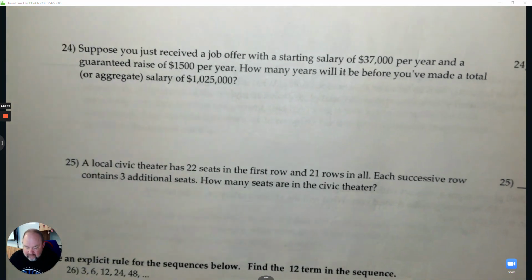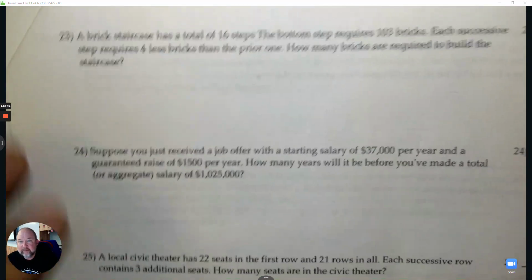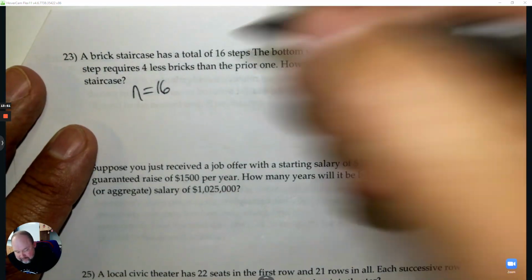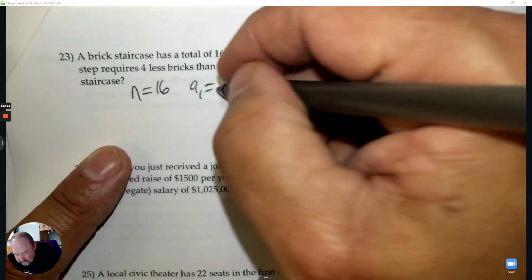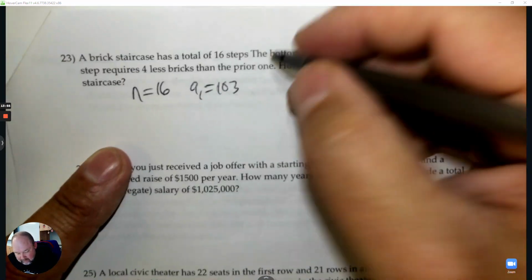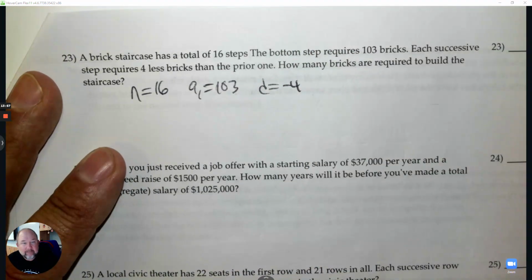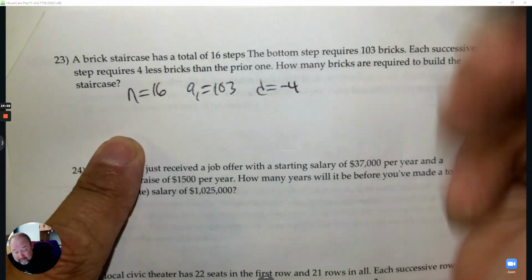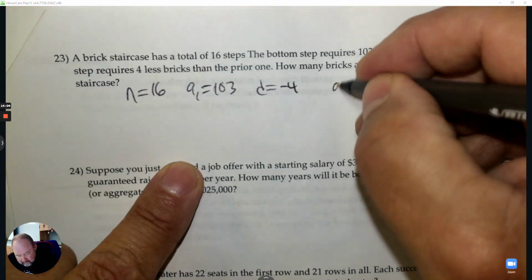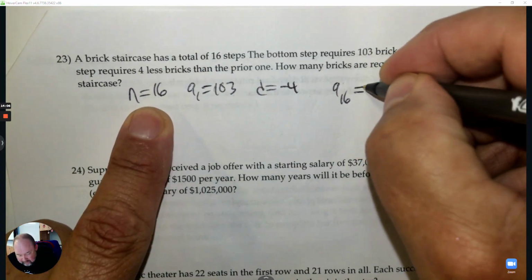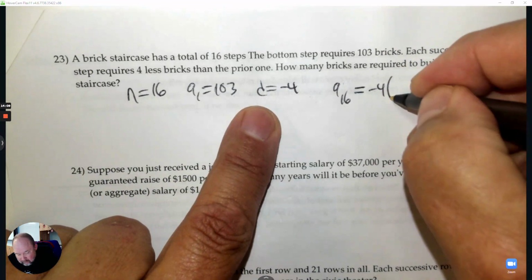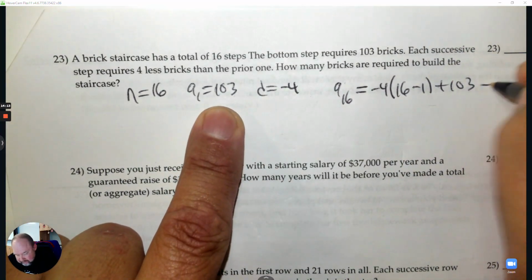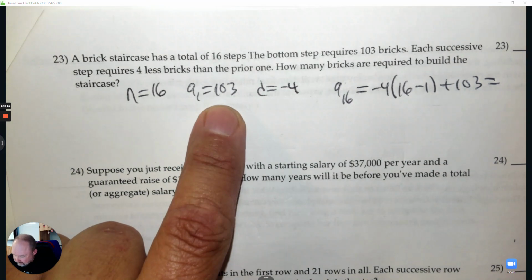A brick staircase has a total of 16 steps. That tells you what n is. The bottom step, which can be A1, is 103. And then each one goes 4 less, so that's going to be negative 4. How many bricks are required to build the staircase? So again, we need a sequence formula, and I need to find how many bricks are in the last row. So the sequence would be negative 4 times n minus 1, plus 103. And that will tell me how many bricks are in the last row.